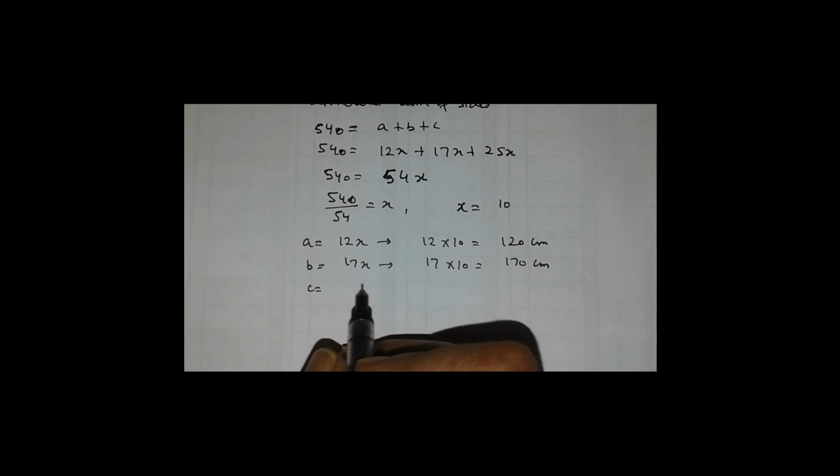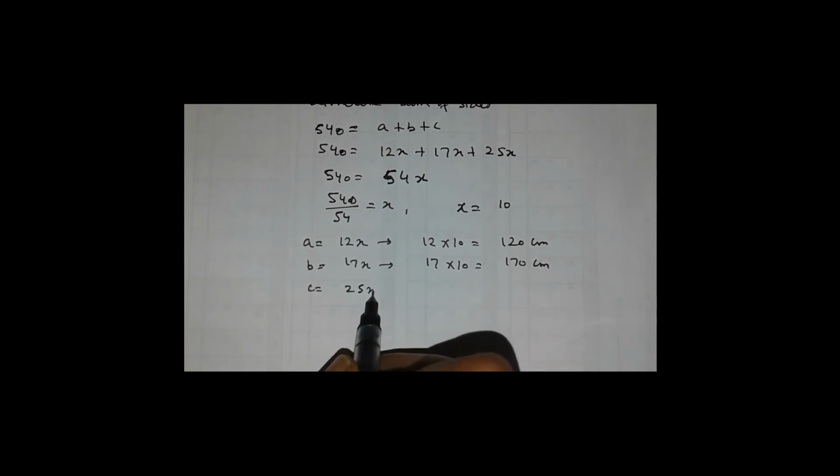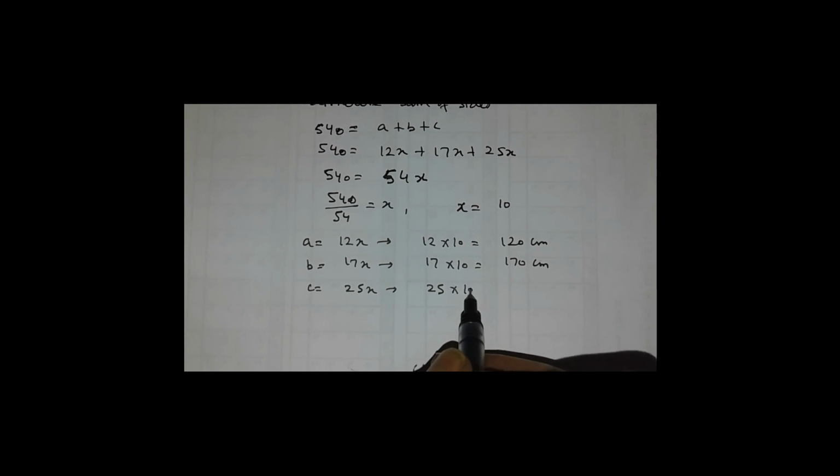Now a is 12x, so it becomes 12 into 10, therefore 120 centimeters. And b is 17x, so it becomes 17 into 10, 170 centimeters. And now c is 25x, so it becomes 25 into 10, which is 250. Now s is equal to perimeter divided by 2. The perimeter is 540, divided by 2 is equal to 270.